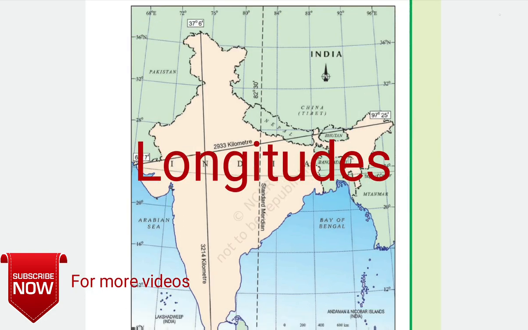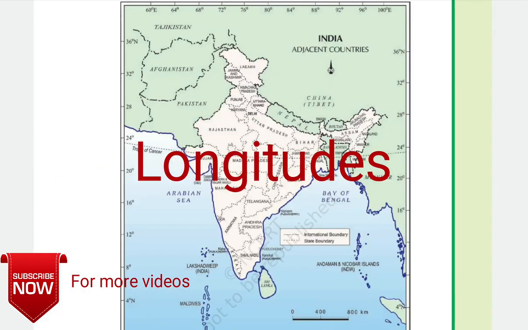Tropic of Cancer, 23 degrees 30 north, divides the country into almost two equal parts. This is the Tropic of Cancer. As you can see, it passes through Gujarat, Rajasthan, Madhya Pradesh, Chhattisgarh, West Bengal, Tripura and Assam. So it definitely cuts India into two equal halves. So India has tropical and subtropical climates.